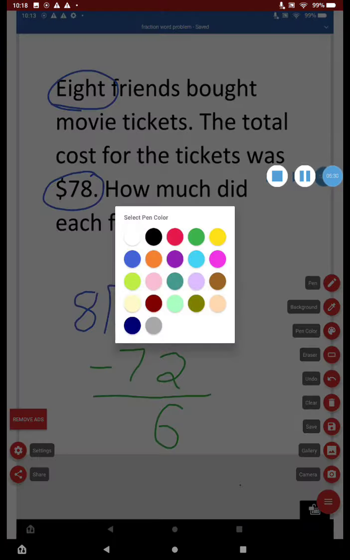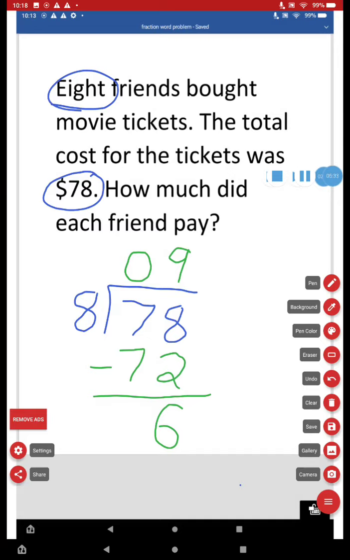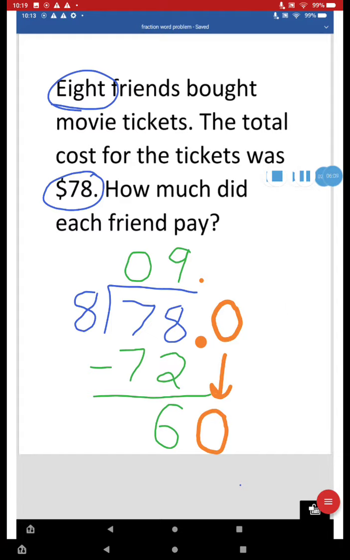So what I'm going to do is I'm going to add a decimal point. Whenever we're talking about money, the decimal point goes right after the whole number. Let me make it a little bit bigger so you can see it nice and big. There's the decimal point. All right. Okay. Now, what I'm going to do is I'm going to add a 0 to the end. I'm also going to add a decimal point to my quotient. All right. Now, remember, what's our chant? Divide, multiply, subtract, and bring down. Bring down that 0. Okay, now I have 60.